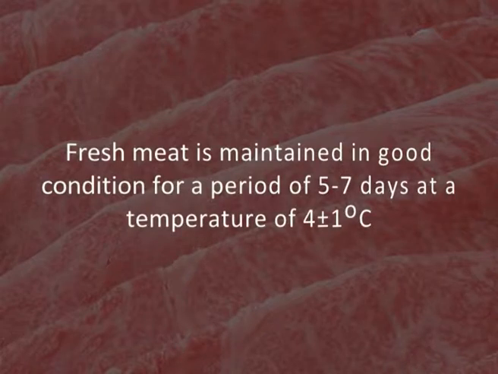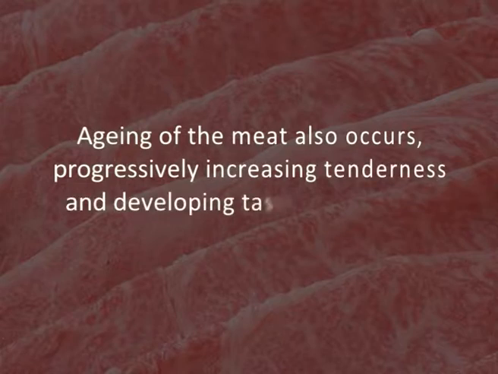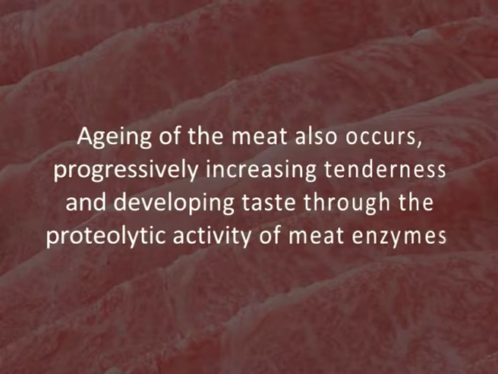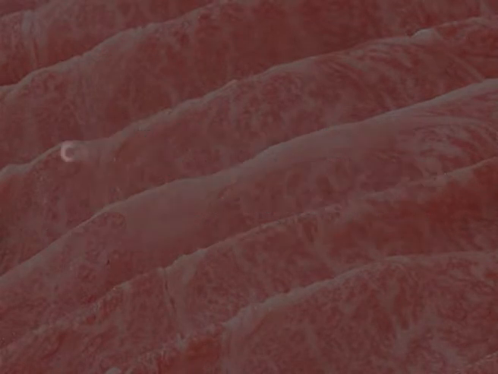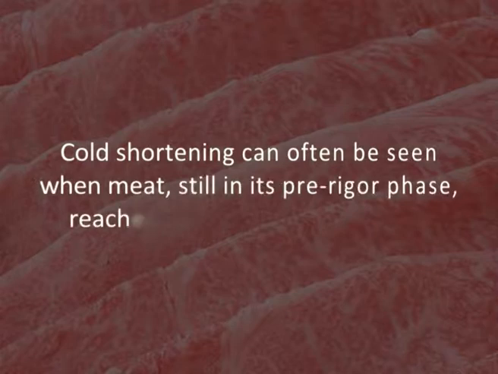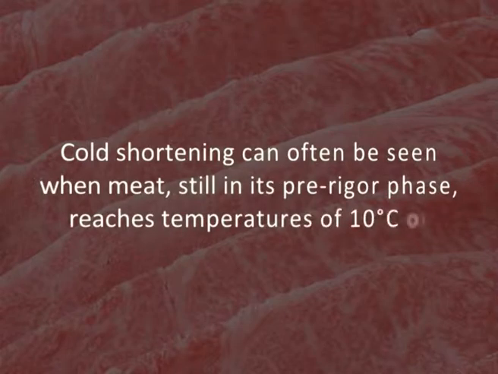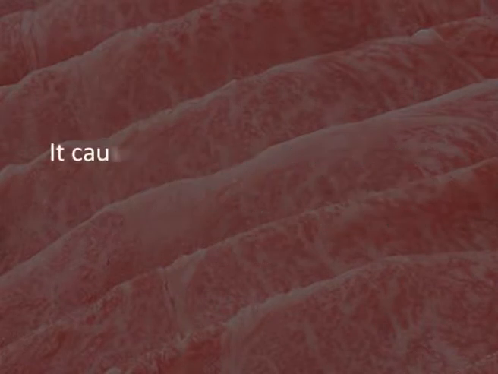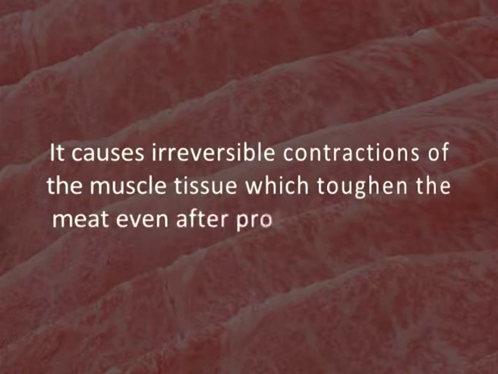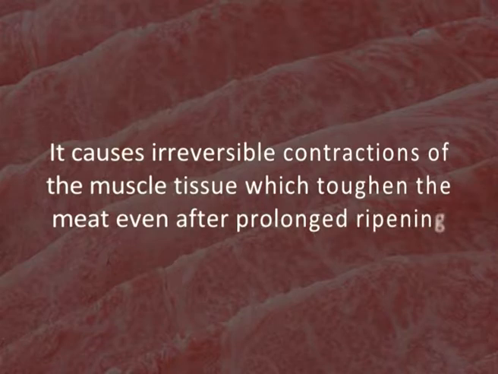During storage, aging, that is ripening of the meat, also occurs, progressively increasing tenderness and developing taste through the proteolytic activity of meat enzymes. Cold shortening can often be seen in beef and mutton, when the meat, still in its pre-rigor phase, reaches temperatures of 10 degrees centigrade or lower. These conditions cause irreversible contractions of the muscle tissue, which toughen the meat even after prolonged ripening.